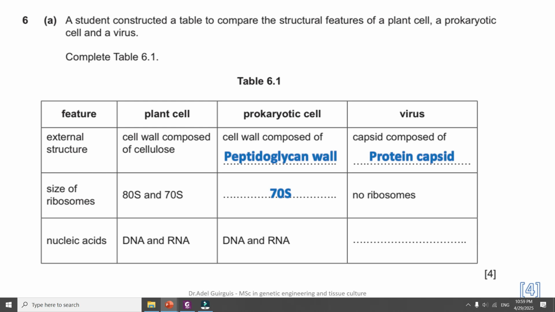Okay, it's acellular. Nucleic acids for plant cell: both DNA and RNA. DNA is nuclear and RNA acts as messenger needed for protein synthesis. Prokaryotic cell, DNA and RNA. Virus, either DNA or RNA, as the genetic material, the nucleic acid possessed by a certain type of virus.